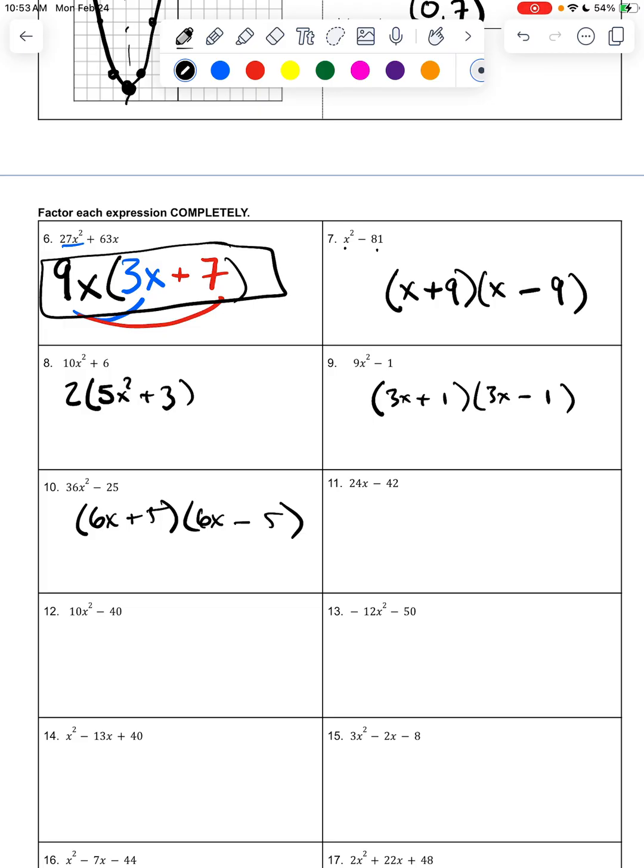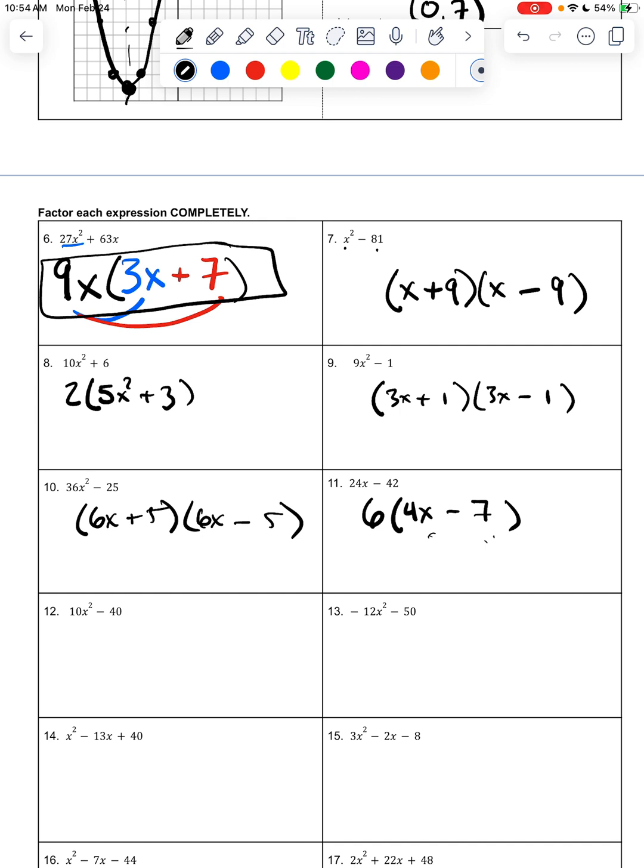11, 2 terms, binomial. Is there a GCF? Yes. What is it here? Both of these are divisible by 6. So pull out a 6. 6 times 4x gives me 24x. 6 times -7 gives us -42. Double check, is there a GCF inside the parentheses of what's left over? There is not. This is our best and final answer.